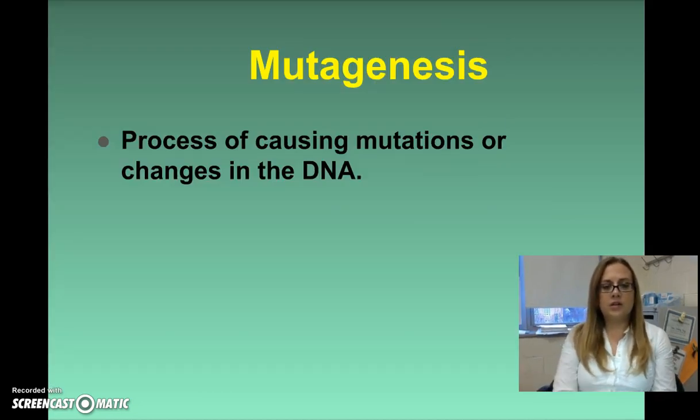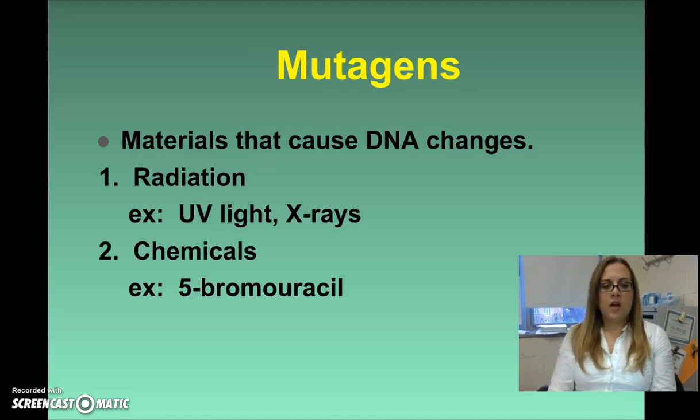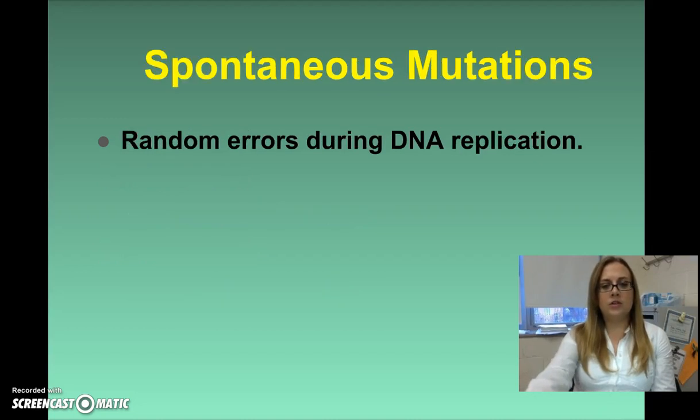Mutagenesis. This is the process of causing mutations or changing DNA. And so mutagens are going to be materials that cause DNA damage. So we've talked about some of these in class before. We've talked about radiation, so UV light or X-rays we talked about very specifically. But also any chemical that can interact with your DNA can cause mutations.